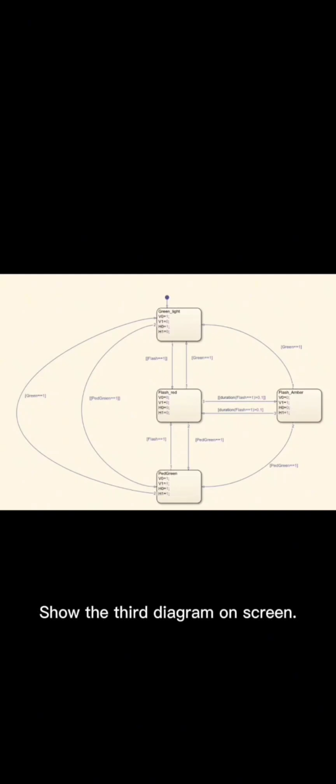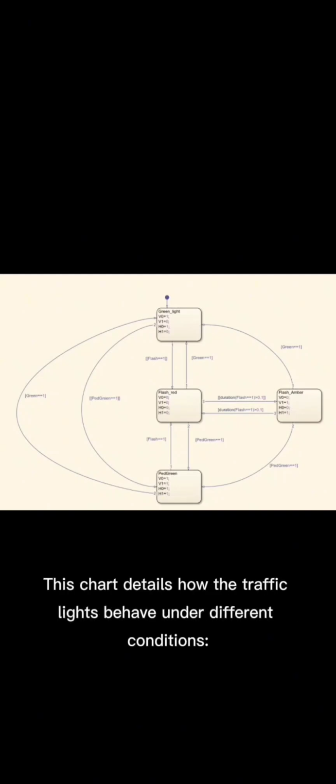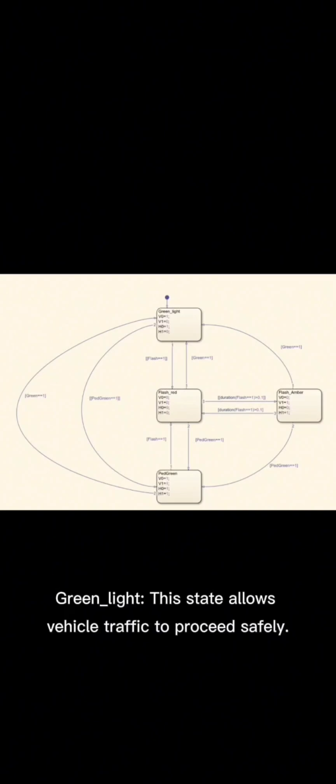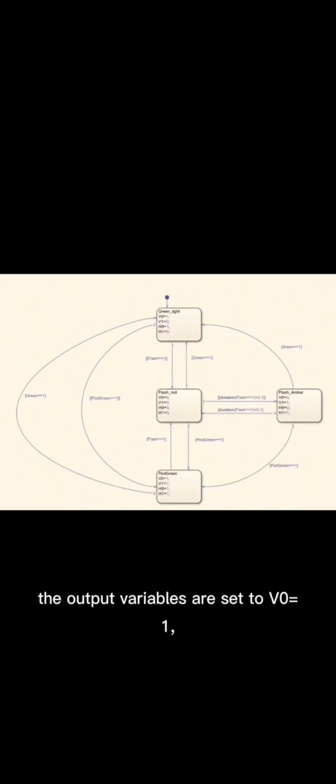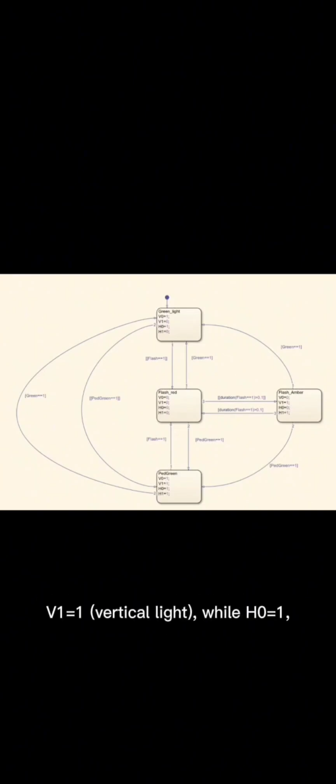Show the third diagram on screen. This chart details how the traffic lights behave under different conditions. Green_light: this state allows vehicle traffic to proceed safely when the green signal is active. The output variables are set to V0 = 1, V1 = 1, vertical light, while H0 = 1, H1 = 0, horizontal light.